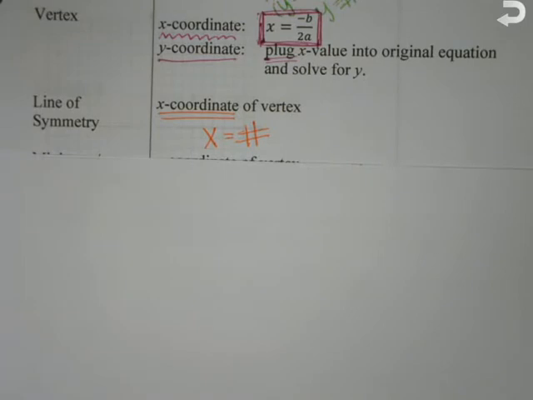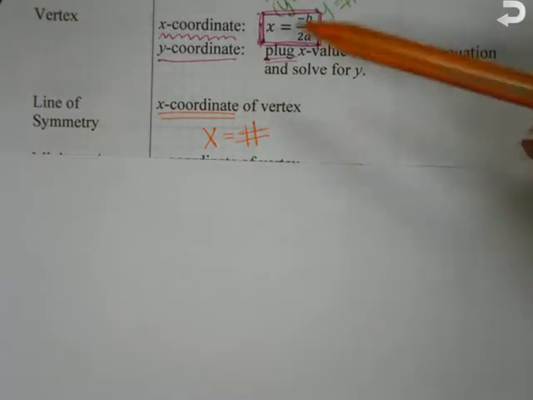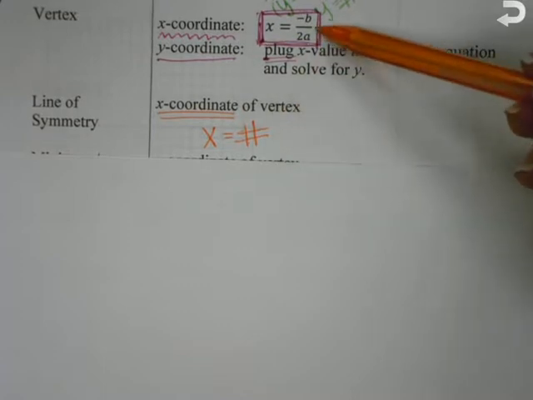How about negative b over 2a? That equals x, right? So the line of symmetry can also be found by x equals negative b over 2a, since it's just the x-coordinate of the vertex. So it's always going to be x equals some number.